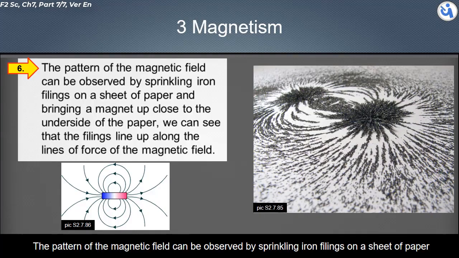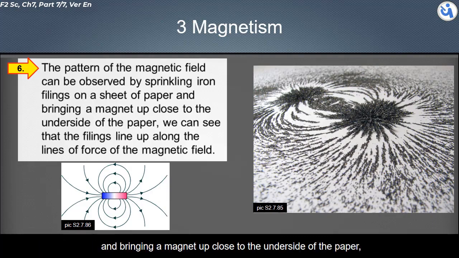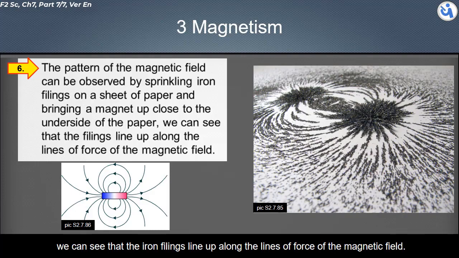The pattern of the magnetic field can be observed by sprinkling iron filings on a sheet of paper and bringing a magnet up close to the underside of the paper. We can see that the iron filings line up along the lines of force of the magnetic field.